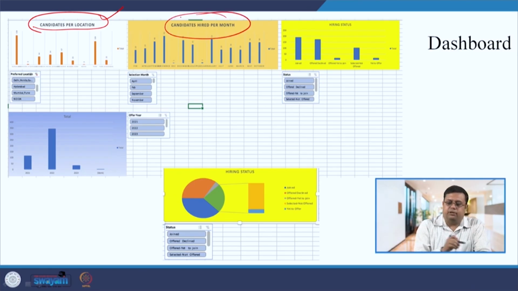Candidate hires per month. So in a particular month how many candidates have joined the organization, right? So that is what you can see here, selection of month and preferred.